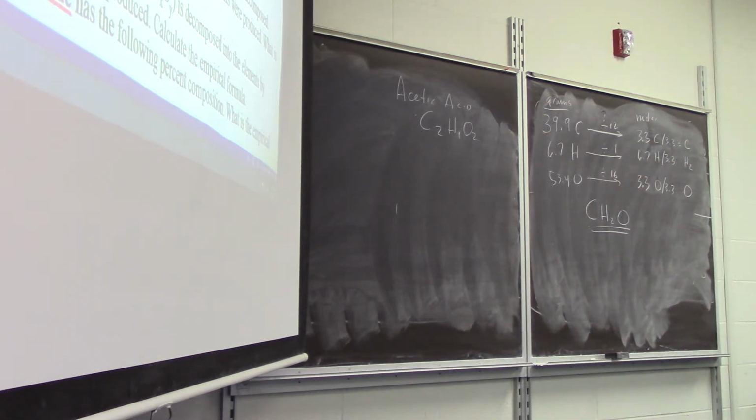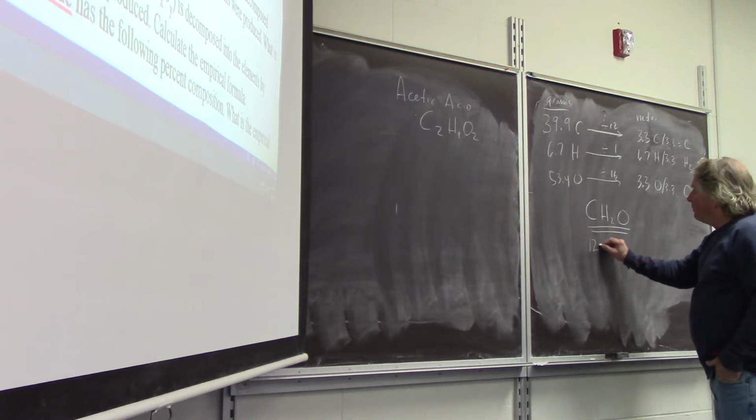So what we do is we figure out the mass of the empirical formula, then compare it to the molar mass. If they're the same, then the empirical formula and the molecular formula are the same. If they're different, then you have to multiply that ratio. The molecular mass will always be the same or more than the empirical formula.